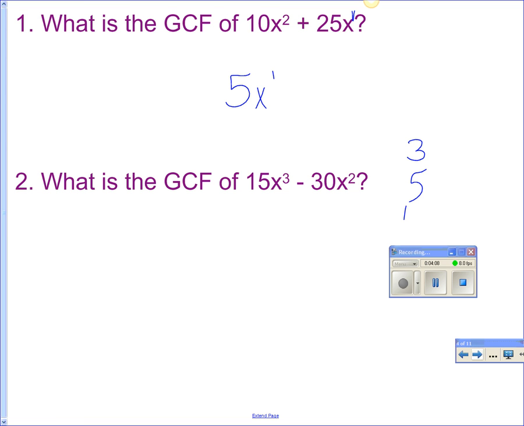Good, Chuck. 15. 15 goes into 15 how many times? Once. How many times does 15 go into 30? Twice. We want the greatest common factor. So which one of these is the greatest common factor? So the answer is 15. Now I'm going to look at the x's. So Ethan G., what do I want? X to the third or x to the second? X to the second. Okay? 15x to the second.